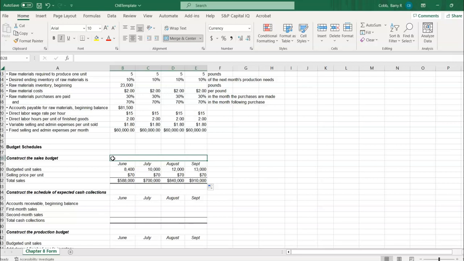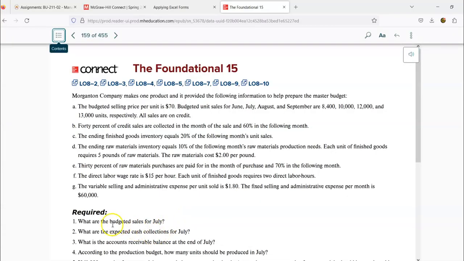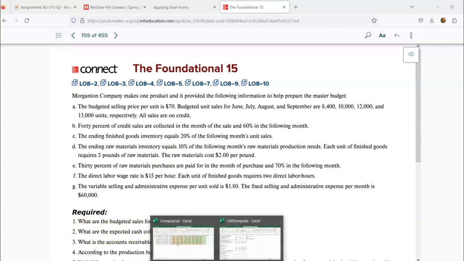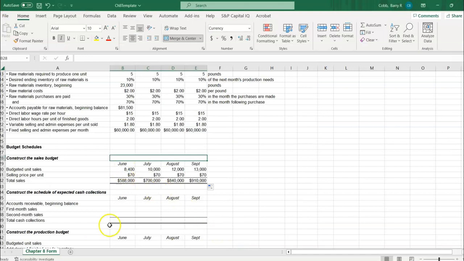Okay, so now what we need to do is construct the schedule of expected cash collections. We've answered the question, what are the budgeted sales for July? And now we're going to answer the question, what are the expected cash collections for July? Now, we won't be able to construct all of these schedules for all months due to the information given, but we'll construct as much of them as we can. So we'll construct the expected cash collections starting in July.